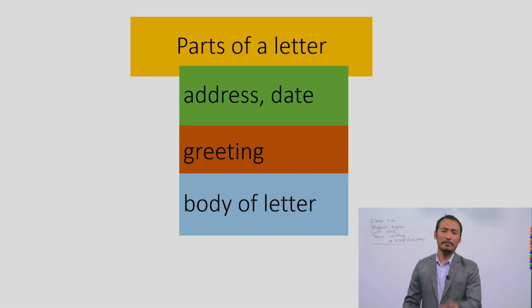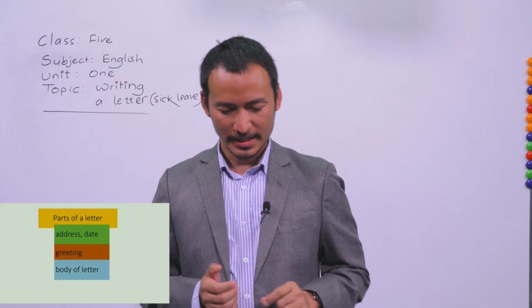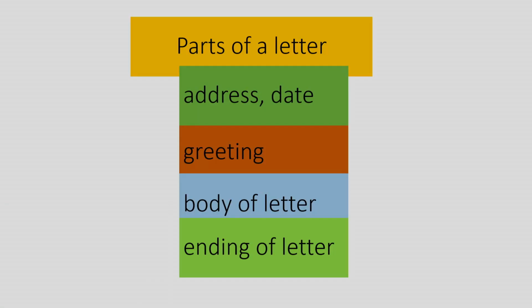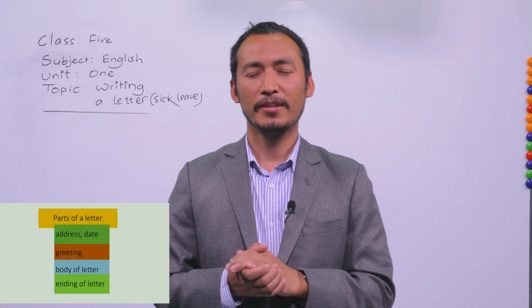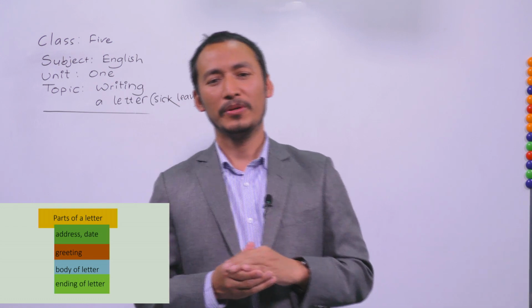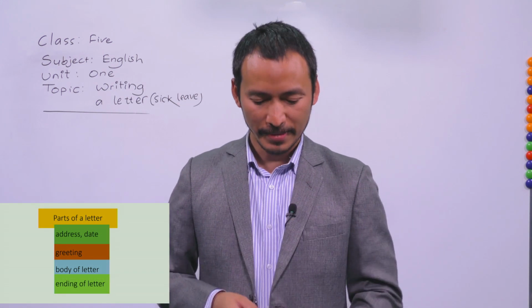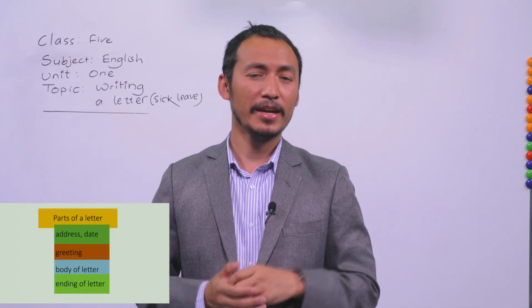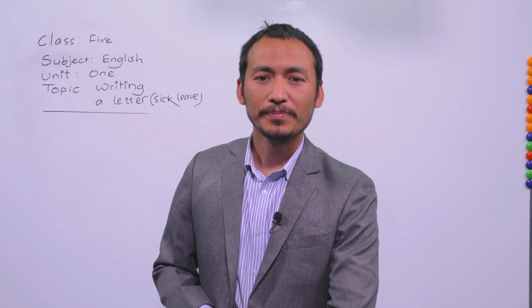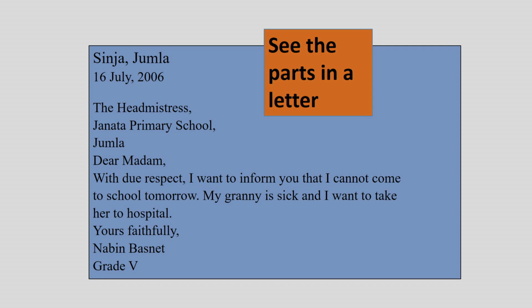Next, the body of a letter. Body means the main part, the main message. What you write is the body part, okay? Let's see another part. This is the ending of your letter. You have to end your letter in a proper way, without just stopping anywhere. You have to put something there. Some specific words are there. I will make it clear later. If you have some idea, you can guess. Let's see the parts in a letter.